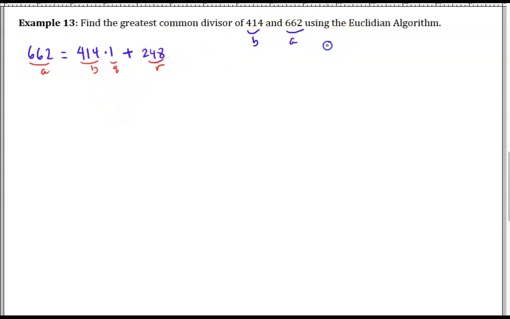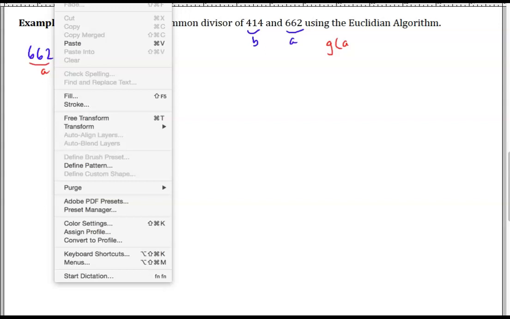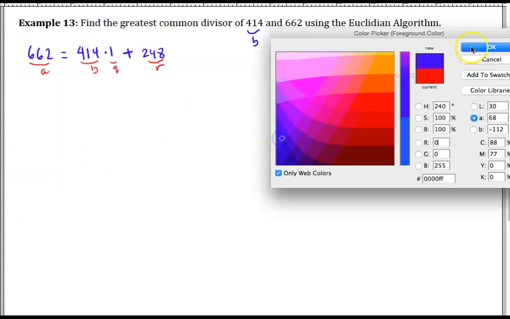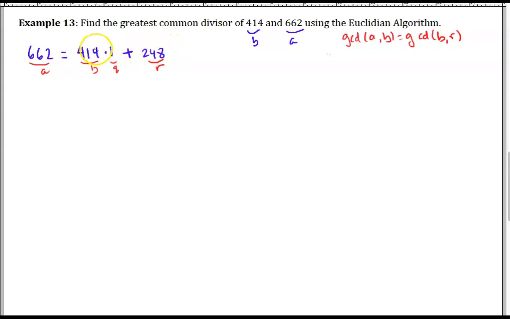Okay, so what the theorem above says is that the GCD of A and B is going to equal the GCD of B and R. All right, so we're going to now take our numbers as B and the remainder R, and we're going to repeat the process.